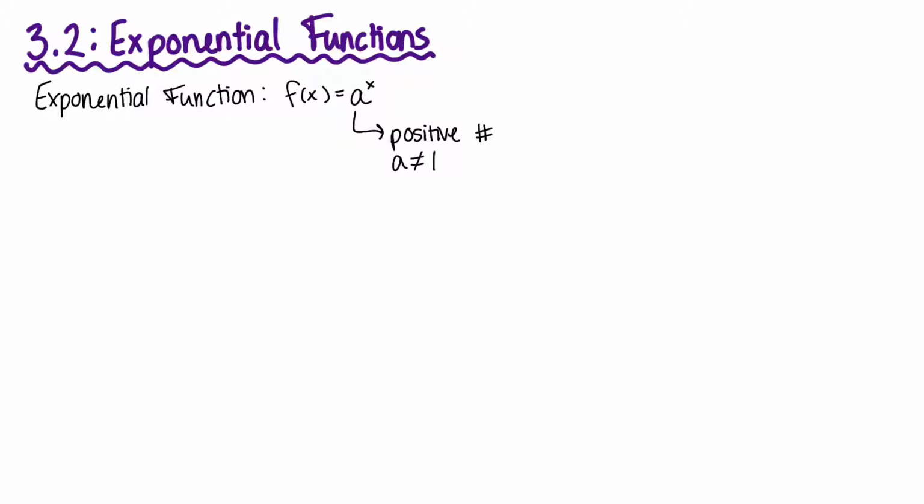The reason is if you had the function f of x equals 1 raised to the x, it wouldn't matter what this function is, 1 raised to any number is going to be 1. So this would just be the function f of x equals 1, which is just a line at y equals 1. So that's not an interesting function, which is why we'd exclude a equal to 1. But that is an exponential function. F of x is equal to a raised to the x.